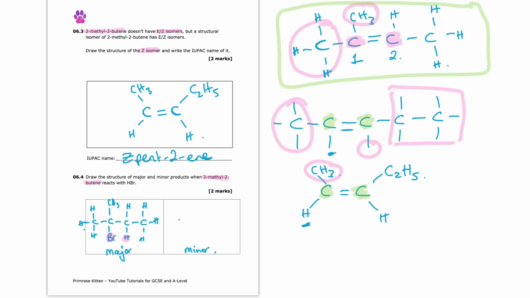So for the minor, we're going to draw it almost exactly the same, with the exception of that H and the Br that I've highlighted there. They're going to be the other way around. So as you can see there, they're the other way around.